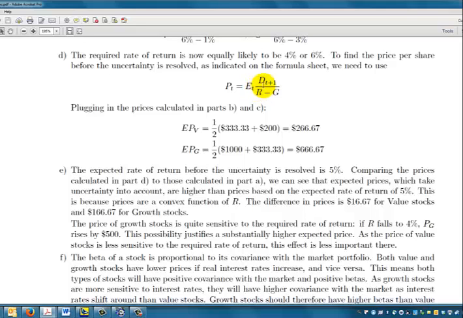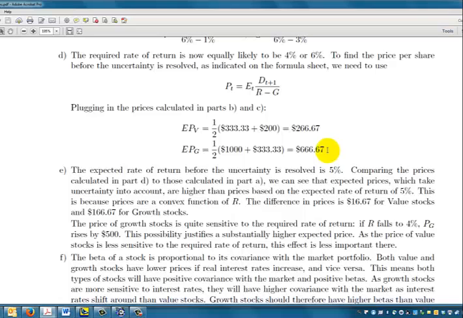where in the future it's going to be one or the other value that we just solved from parts B and C. So the price of the value firm is the expected value of these two solutions that we got in parts B and C. That's the average of $333 and $200, which is $266.67. For the growth firm, it's the average of $1,000 and $333. That's $666.67.